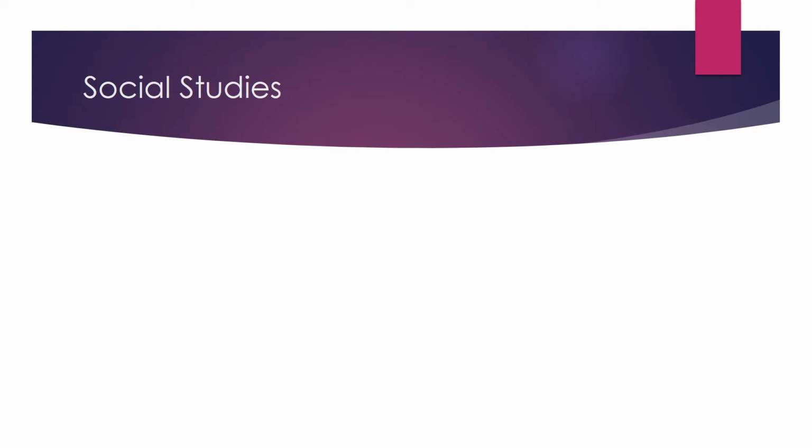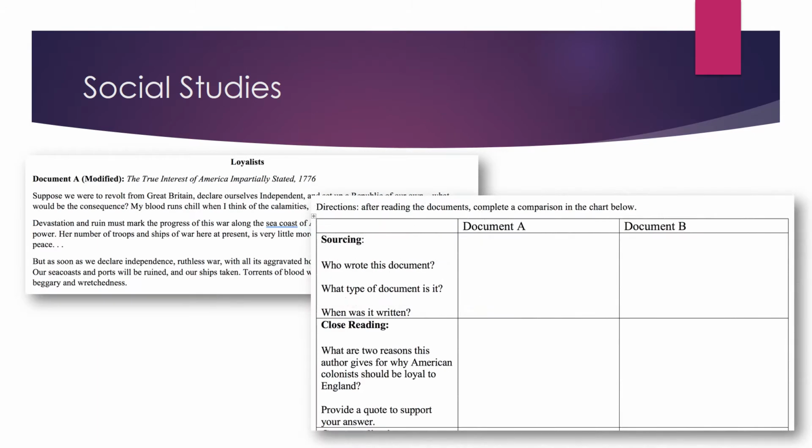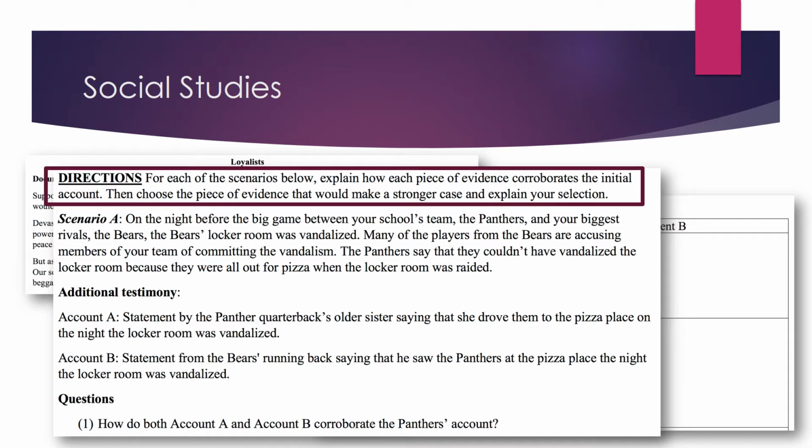For this first example, I'll be using a social studies assignment. The teacher is asking you to explain how each piece of evidence corroborates the initial account, right here in the directions section. Again, if you are a student who is learning the English language, this could be challenging, but I want you to know that there are translating tools available that can support your learning at home.